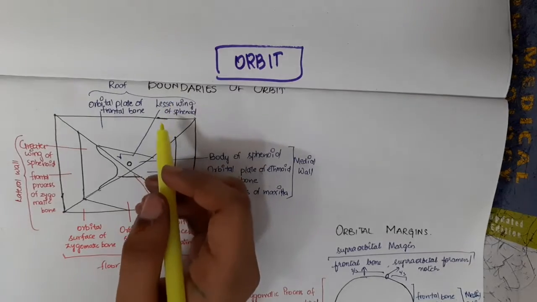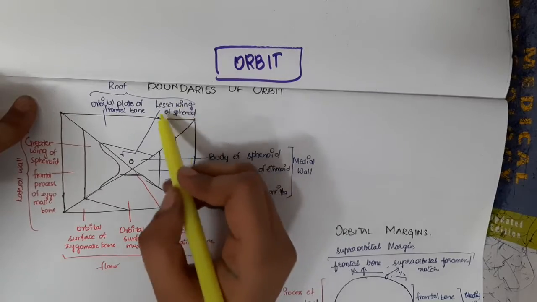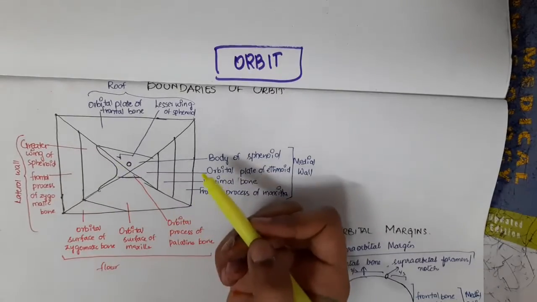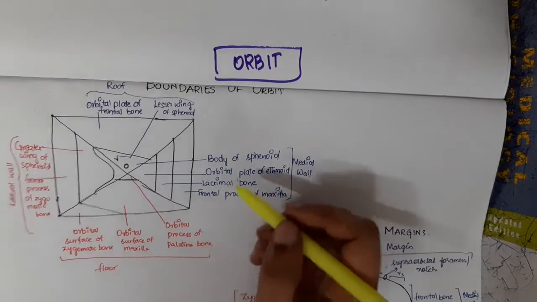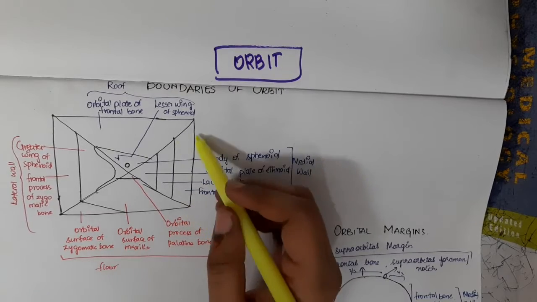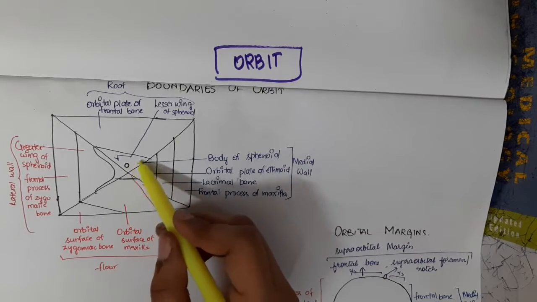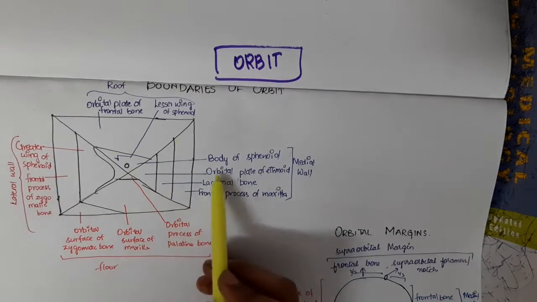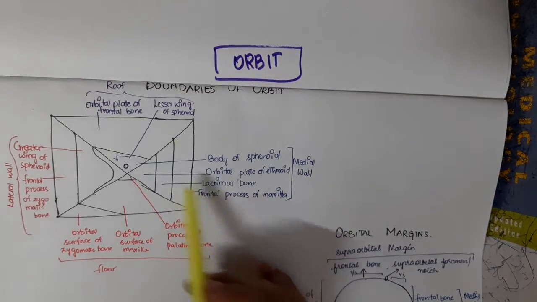Roof is formed by the orbital plate of the frontal bone and also the lesser wing of sphenoid. Whereas the medial wall is formed by the frontal process of the maxilla, lacrimal bone, body of sphenoid and orbital plate of the ethmoid. This will form the medial wall.